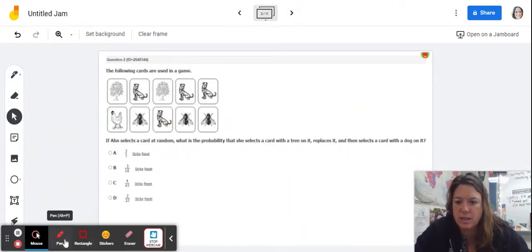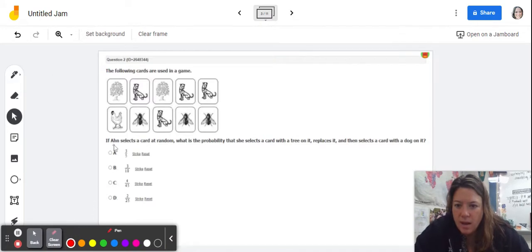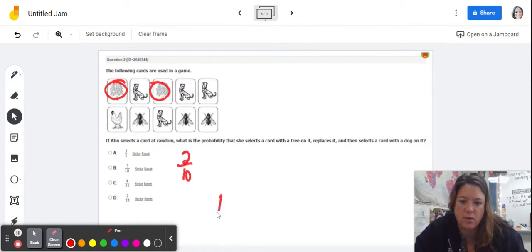Question 2 looked like this. If Ann selects a card at random, what's the probability she selects a card with a tree, puts it back, and then selects a card with a dog? So trees, there are 2 out of 10, and 2 out of 10 is 1/5. So I'm going to use 1/5.